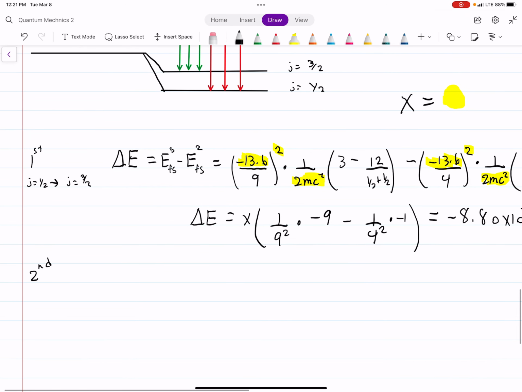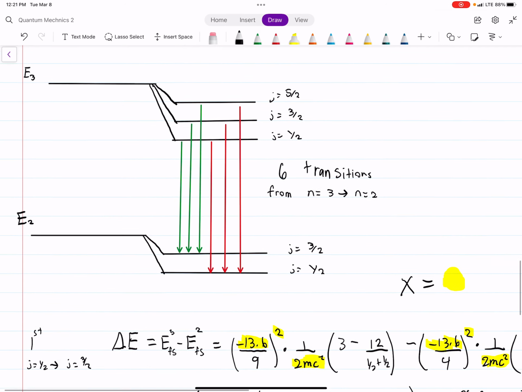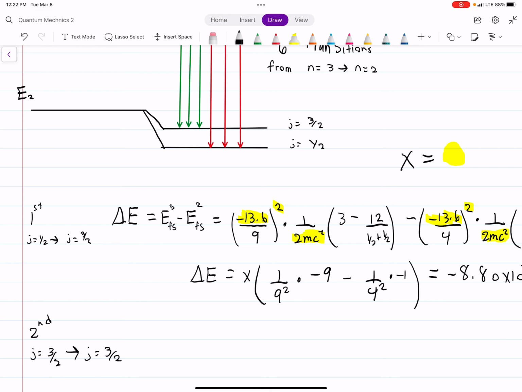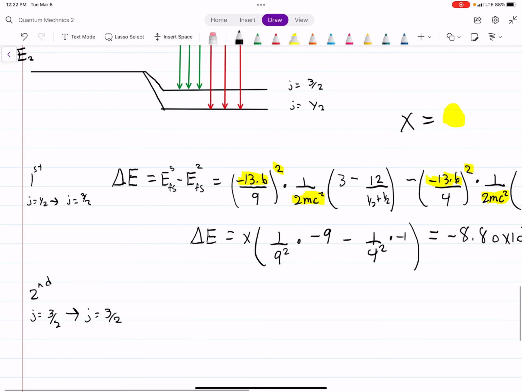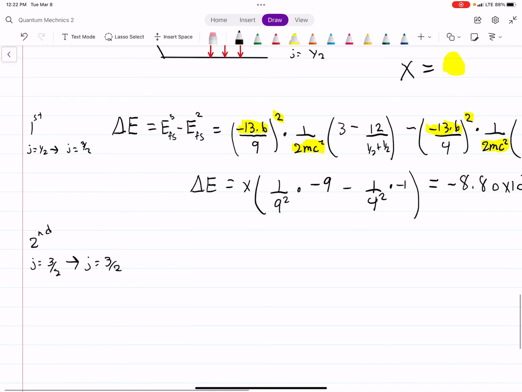And the second one, you could go from j equals 3/2 to j equals 3/2. So that's the second green arrow. You can see that it's going to follow a pretty similar process. The only difference here is one of the j values changes. So instead of this being 1/2, this would be a 3/2. Let me unhighlight that so you don't get confused.